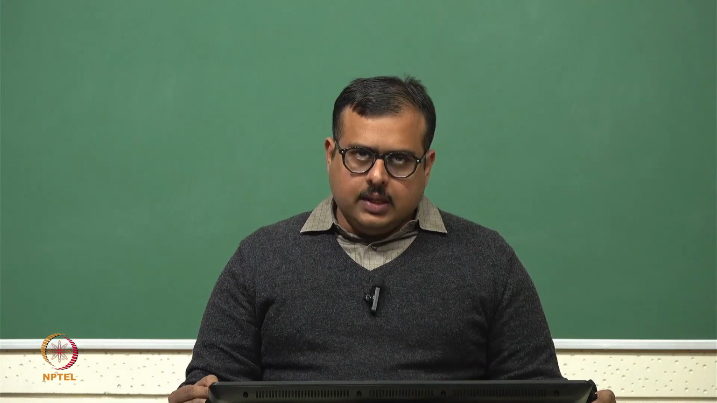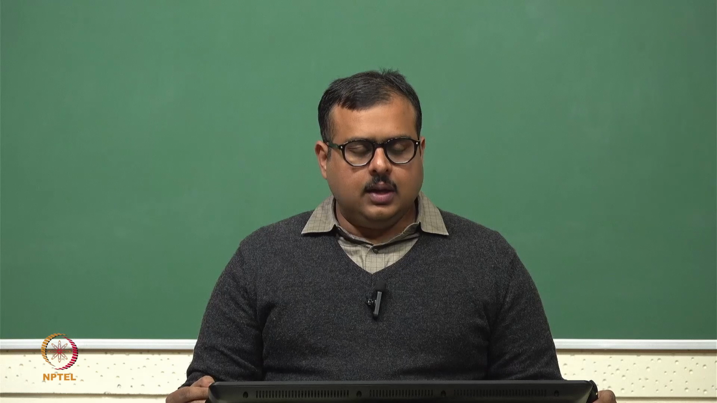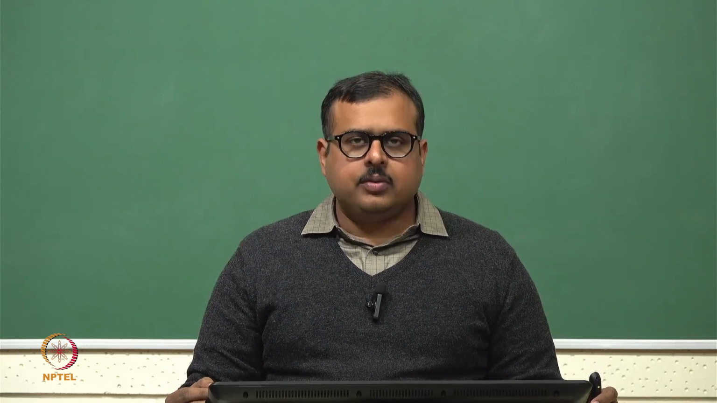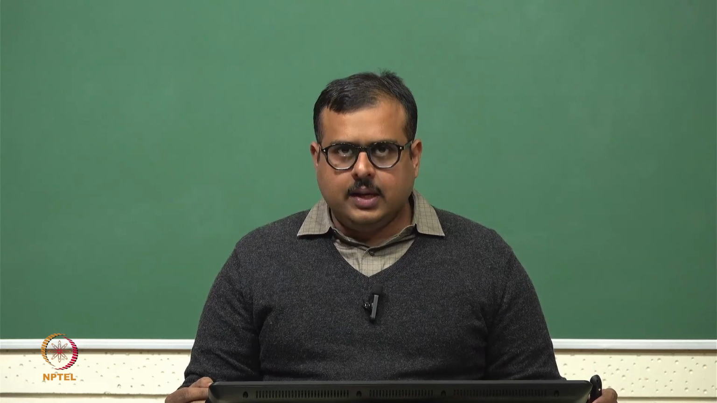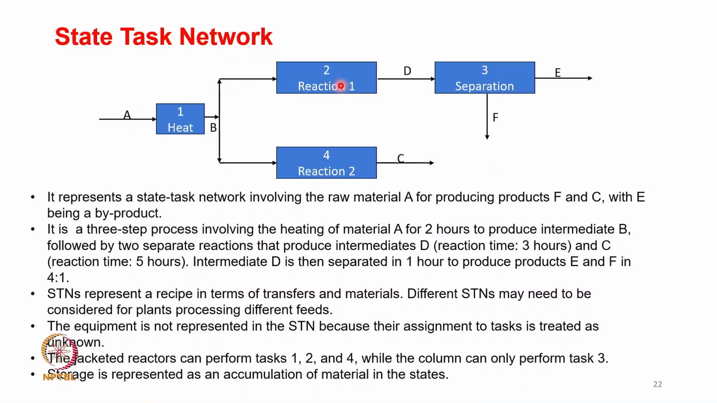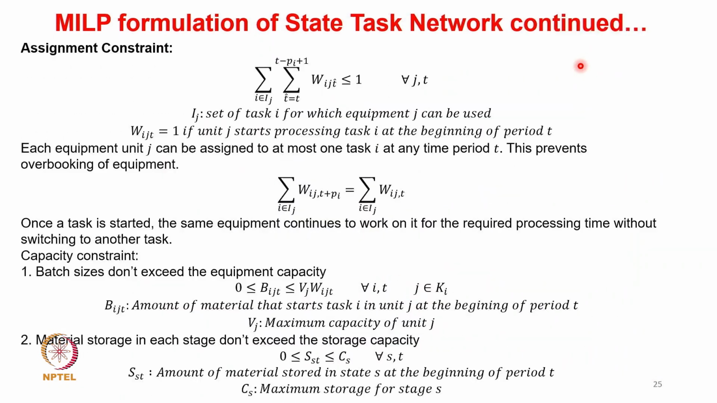If you solve this entire problem, you will get the sequence and assignment of the equipment in your state task network. The sequence and the tasks that need to be attempted would help you create the state task network, which is of course an equivalent form of scheduling, an equivalent form of a Gantt chart. This is another way to represent the entire operational schedule.